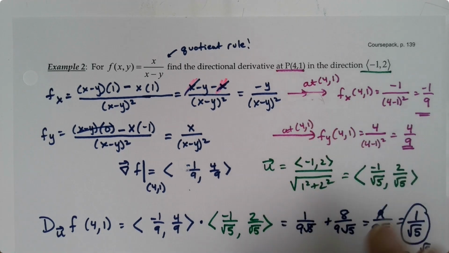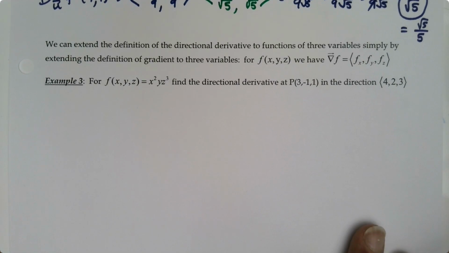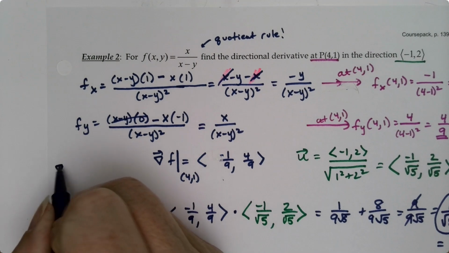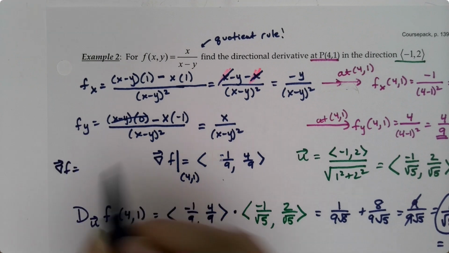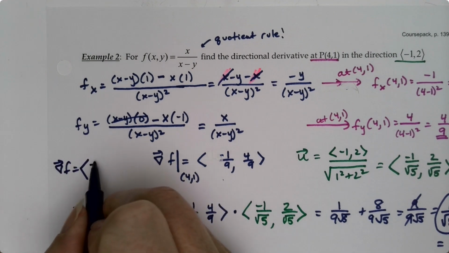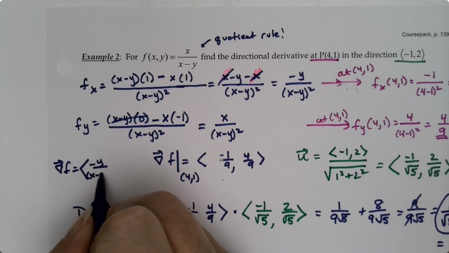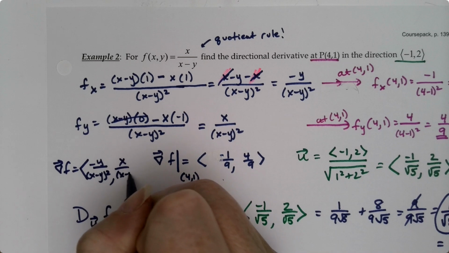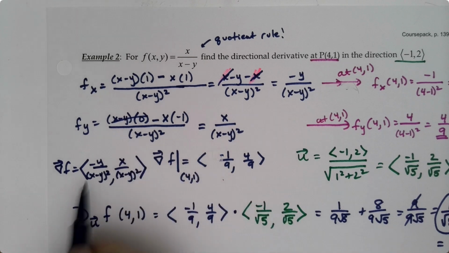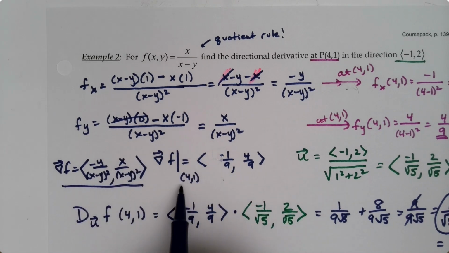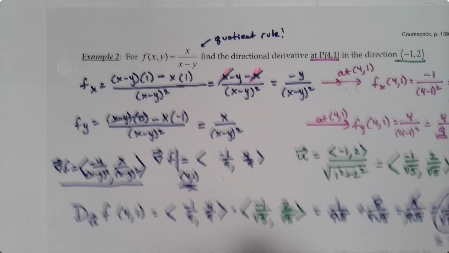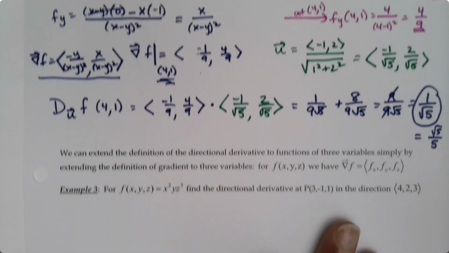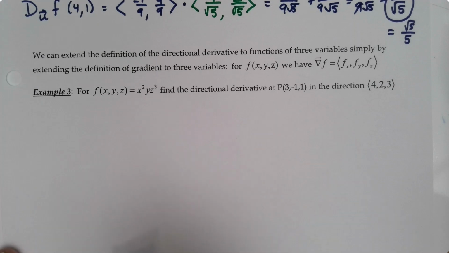All right, let's do it again down here. I guess I could say the generic gradient of f, if you want it, is negative y over (x minus y) squared, and then x over (x minus y) squared. That's the gradient in general. And the gradient at this particular spot is these two numbers, right? So they're both useful.